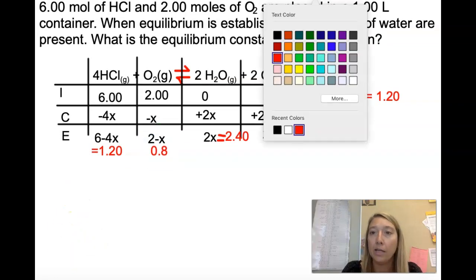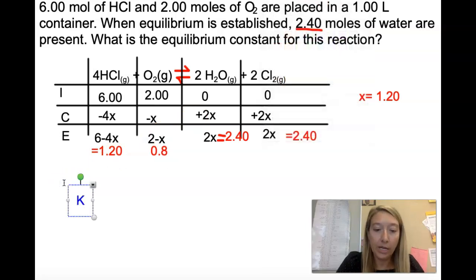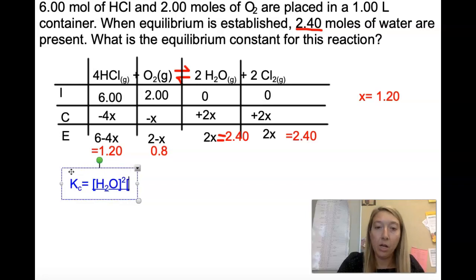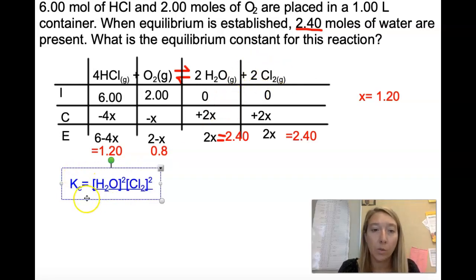Now we can go ahead and set up our Kc expression. So we are going to have that Kc is equal to, so it's going to be our product, so concentration of water. It's not looking right. Hold on. Water. And that is going to be squared, and it's squared because we balance the water with a 2. And then it's going to be times the concentration of Cl2. And that's also going to be squared because it was also balanced with a 2.